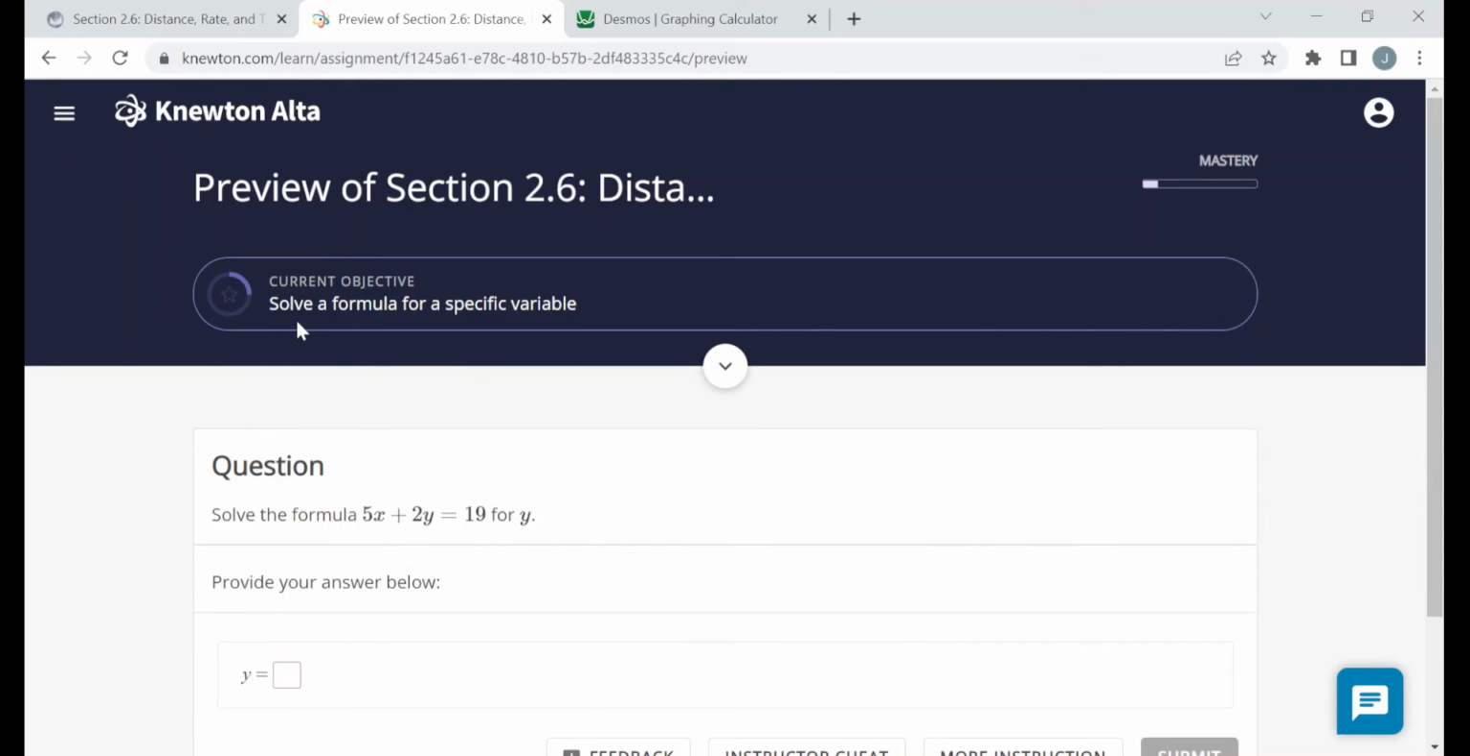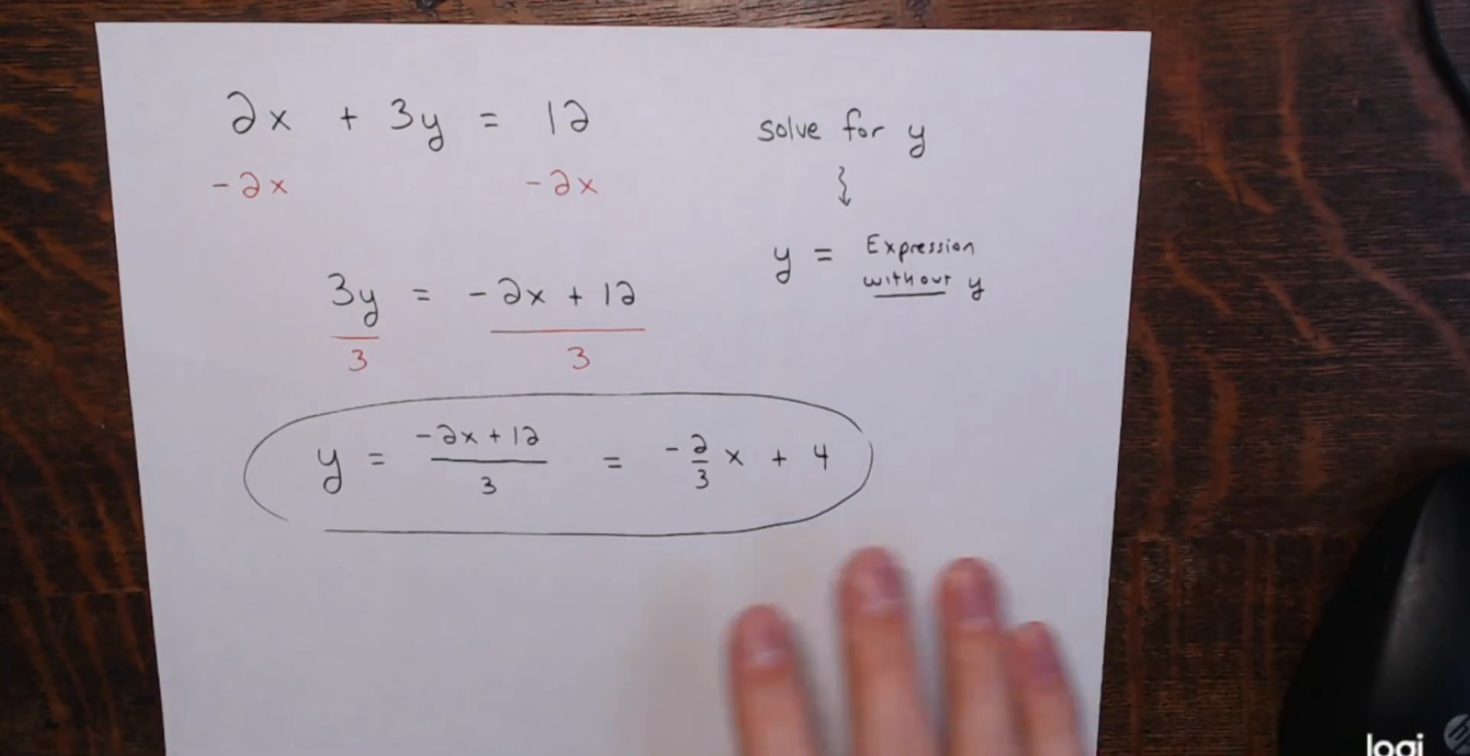Alright, so we're still on this objective: solve a formula, some equation with multiple variables, for a specific variable. And this is very similar to what we just saw. You have a term with x plus some term with y equals a number, 19. And we're asked again to solve for y, to get y equals some expression without y. Alright, so let's flip this over.